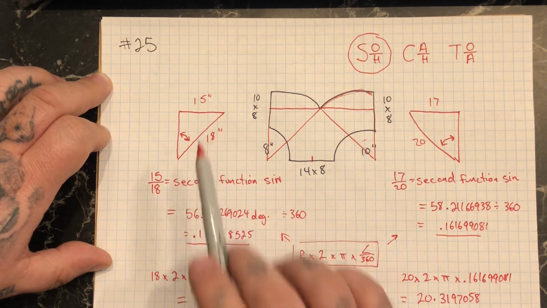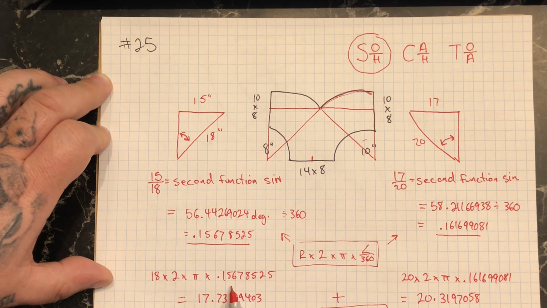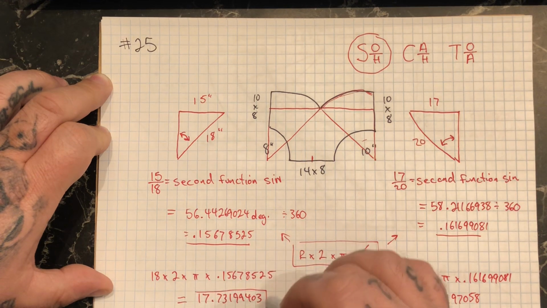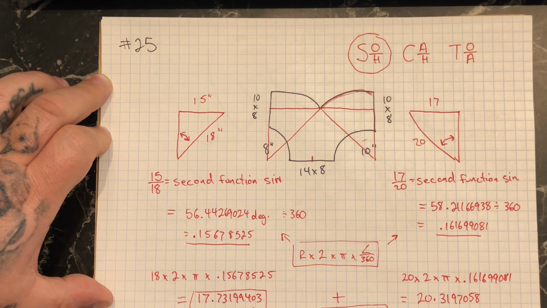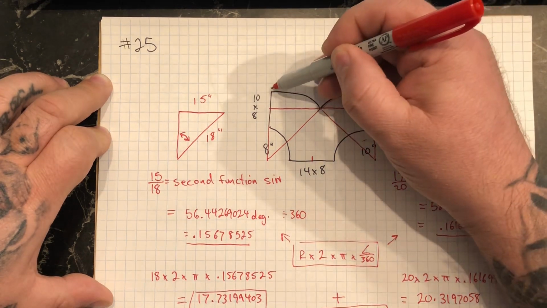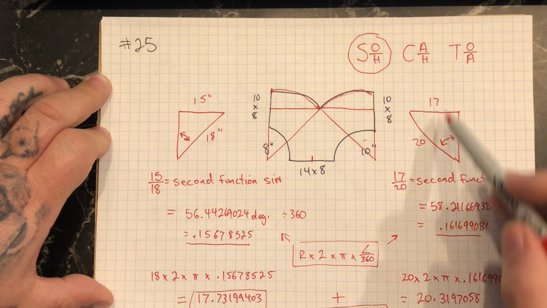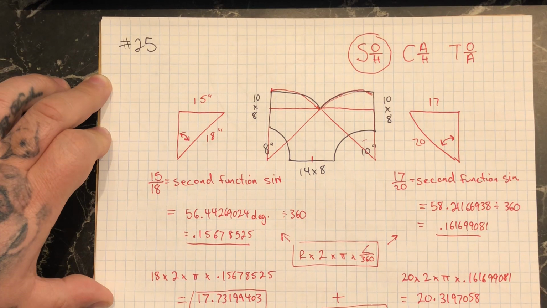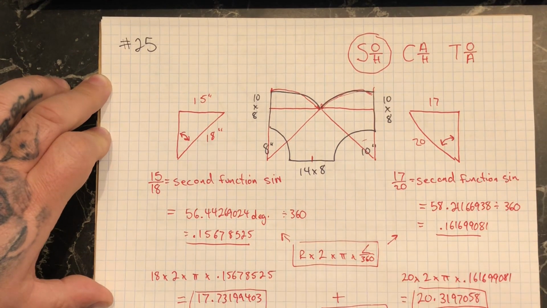So in this one here, radius is 18. Radius times 2 times pi times 0.15678525 gives us 17.73199403. So that number there is literally the length of from here to here. And when I work out the formula on this side, we have a 20.3197058, and that's the length from here to here. Add those two together, and we end up with this total of 38 1/16.